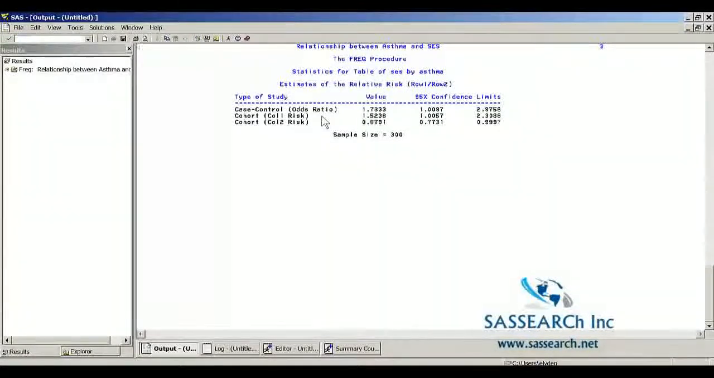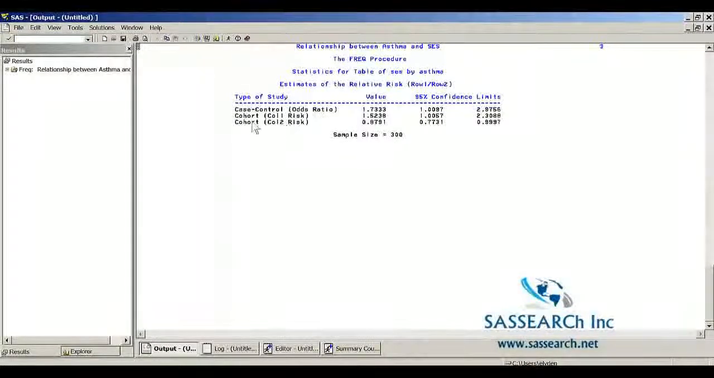First of all, we're given the odds ratio. So in case control studies, the relative risk is not appropriate. We are going to want to compute the odds ratio as a measure of the association between exposure and disease, or the event of interest. So in this table, we see that our odds ratio equals 1.73. And this suggests that subjects with low socioeconomic status are 1.73 times as likely as subjects of high socioeconomic status to have asthma.